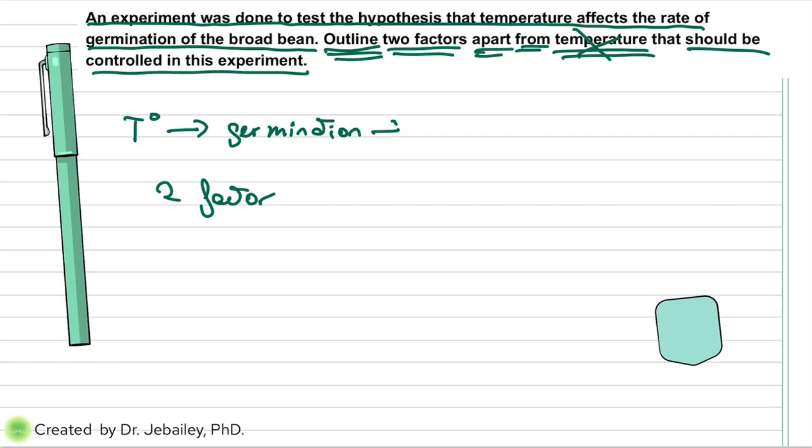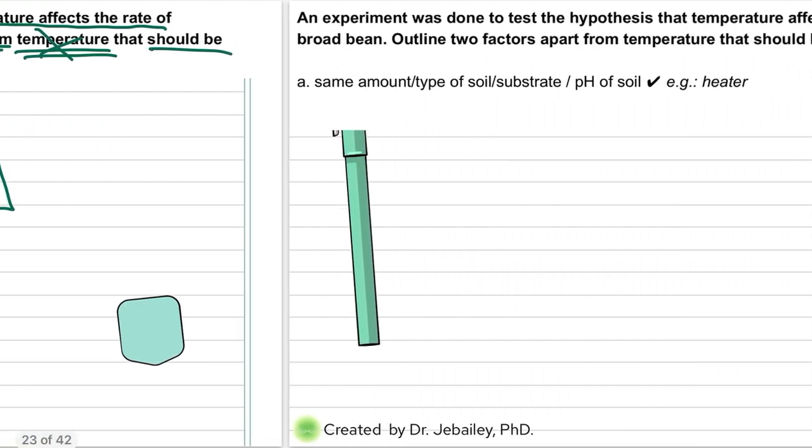That should be controlled in the experiment. So when we think of germination, we know that temperature affects it, we know that oxygen affects it, and we know that water affects it. These are the main things needed for germination. So for the 2 other factors, we would definitely say oxygen and water. These 2 can affect the germination in the experiment. So let's see the mark scheme.